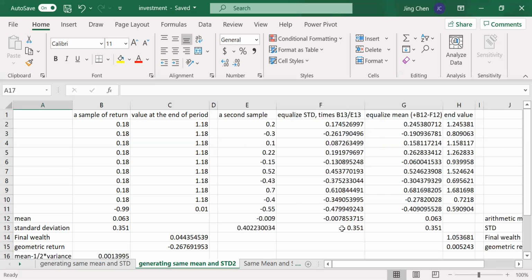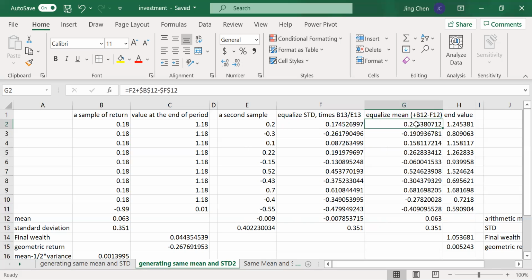The way to do that is we multiply by the standard deviation of the first series and divide by the standard deviation of the second series. So you see, now we get the same standard deviation, right? We multiply by the standard deviation of the first one and divide by the standard deviation of the second one. We get this value. And then we want to equalize the mean.